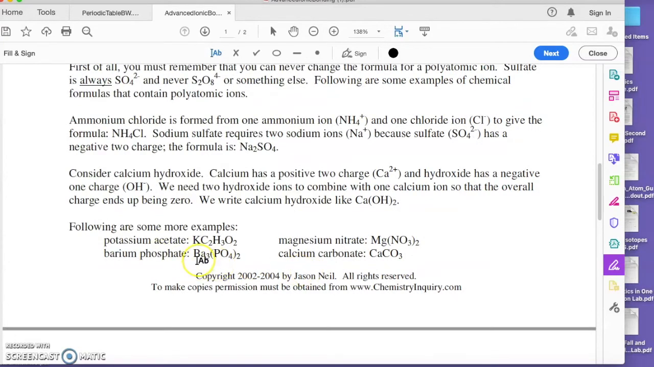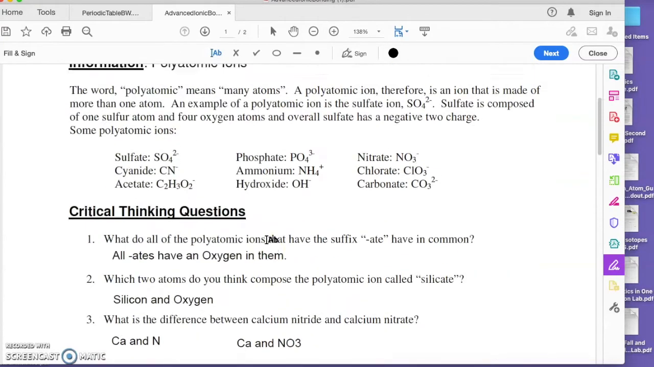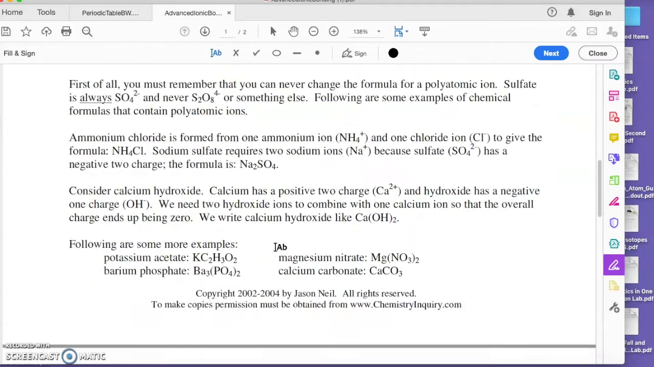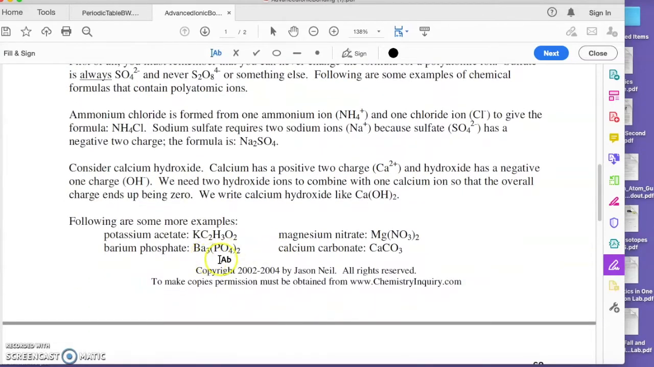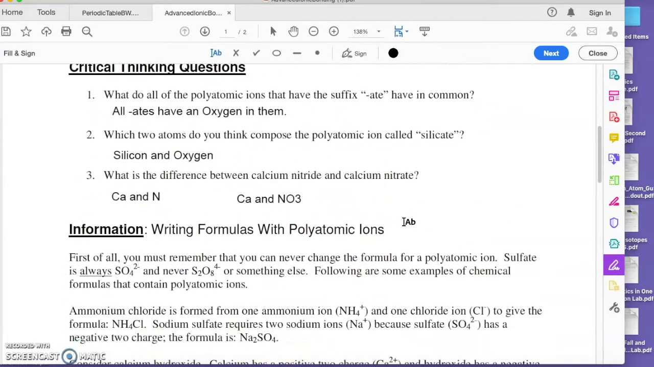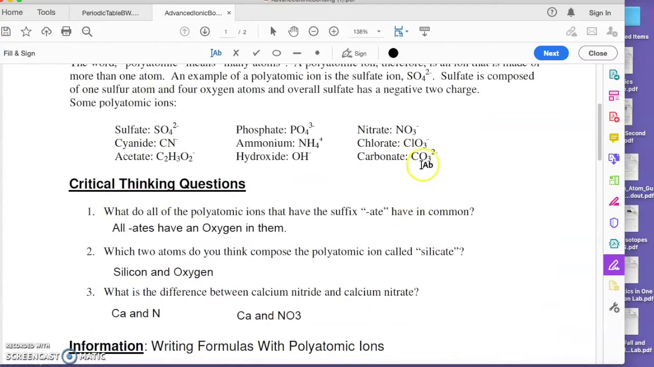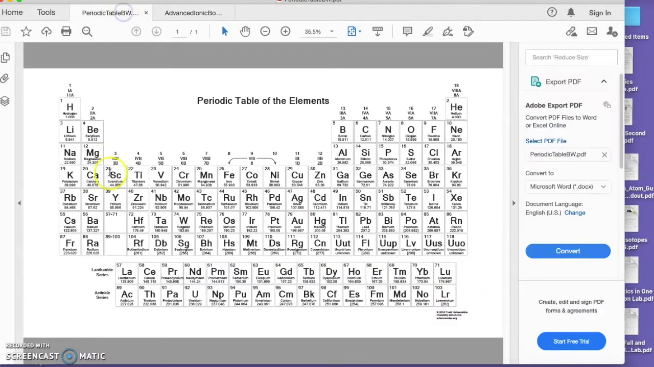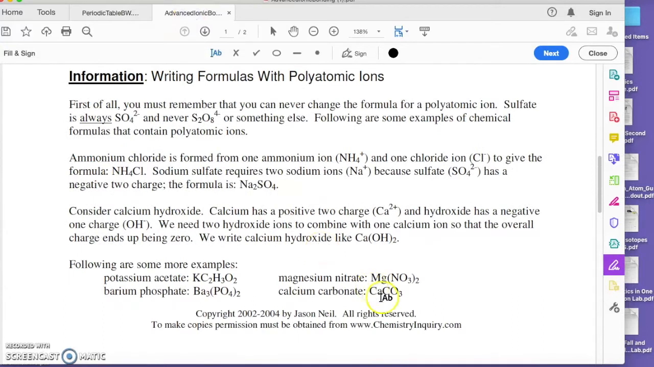Barium phosphate, barium's positive 2, phosphate is negative 3. So we need 3 bariums and 2 phosphates to get it to balance out. Ba3, PO4 in parentheses because we have 2. Calcium carbonate, calcium is +2. Carbonate is -2. Right? Calcium's +2 because it's 2A. So it's a 1-to-1 ratio. So now it's CaCO3. So those are some different formulas with that.